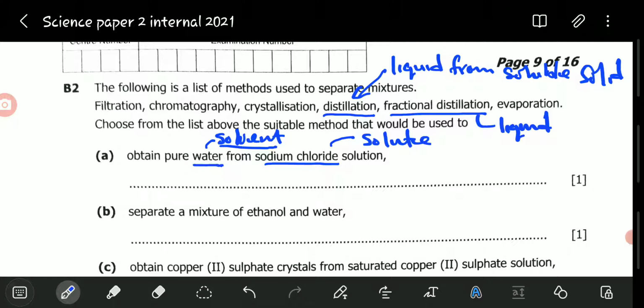So what is our question dealing with? Are they all liquids? No. The only liquid is the water. The sodium chloride is a solid, and the solid is soluble. So we can see that distillation will be our best option. So it's distillation.